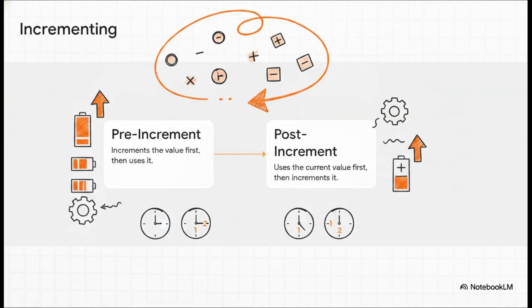Let's walk through this timing sequence visually because incrementing is something you're going to do in pretty much every loop you ever write. Look at pre-incrementing, written as ++a. This tells Java to increase the value by 1 first, and then go ahead and use that new value in whatever equation it's sitting in. Post-increment, written as a++, tells Java to use the current value for the equation first, and then increase it by 1 after the fact.